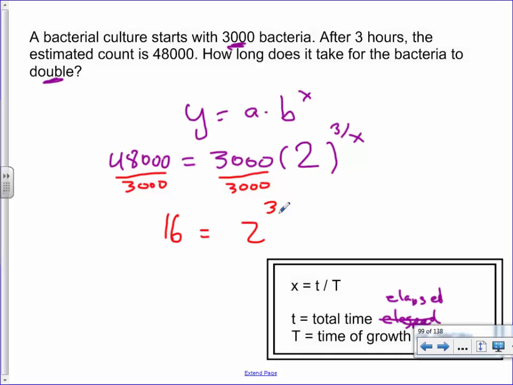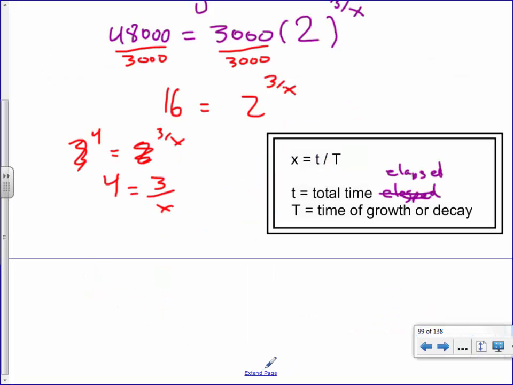Now I've made the question very purposefully 2 and 16. Hopefully you recognize, hey, hang on a sec, 16 is 2 to the 4. So what you're left with is 4 equals 3 over x. Sorry that I'm running out of room there. To solve for x then, you should take x and times it up to the other side, make it 4x equals 3, and then divide away the 4. So x is 3/4.